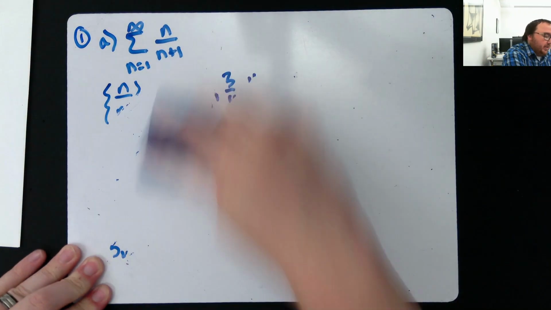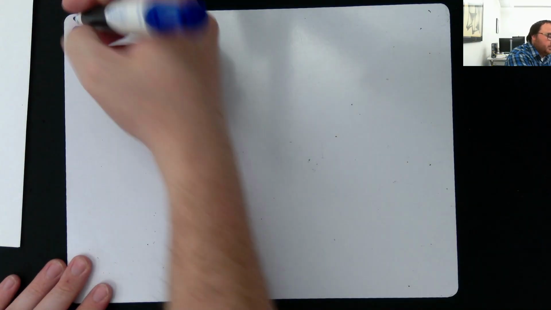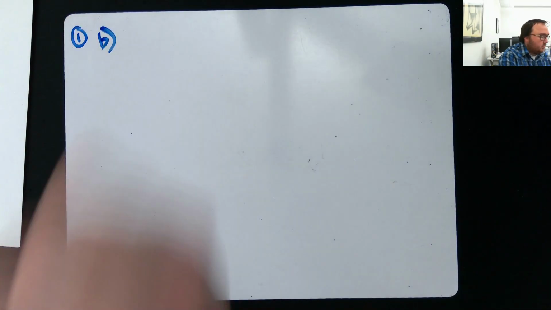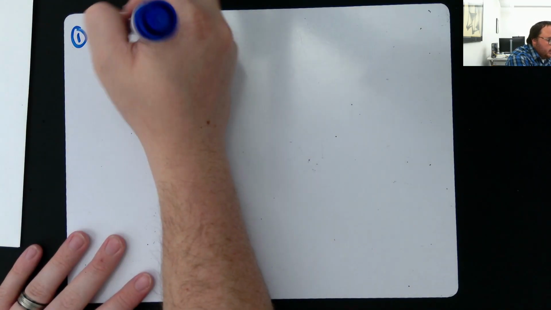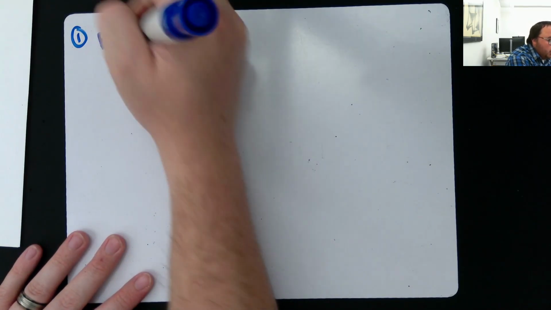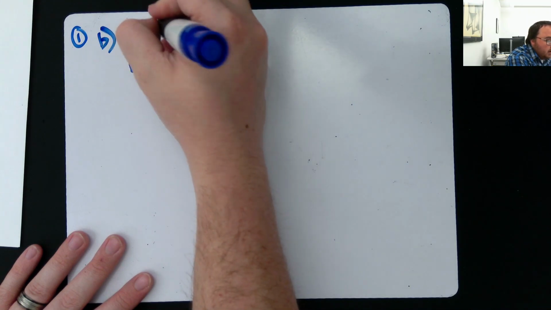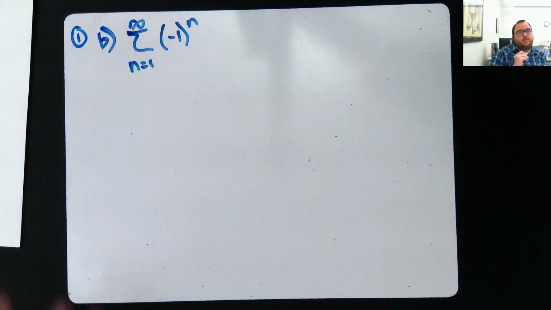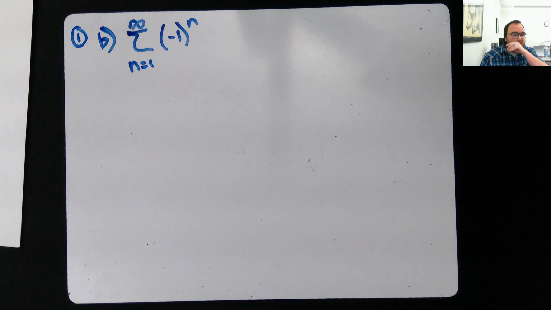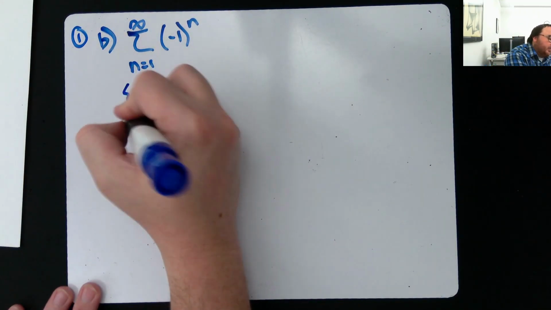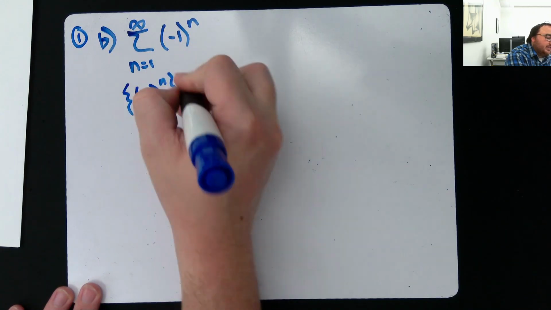Example B, we're going to do the same thing. This is the sum from n equals 1 to infinity of negative 1 to the n. So let's list out my terms first, the terms of this sequence.